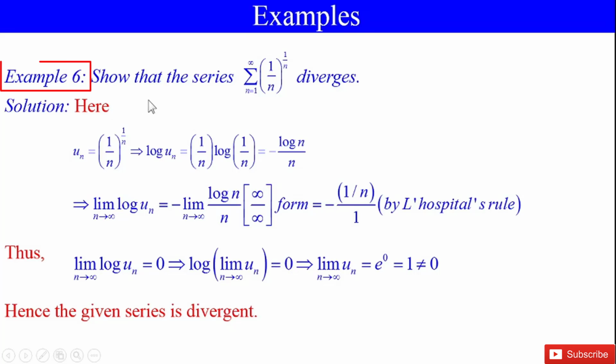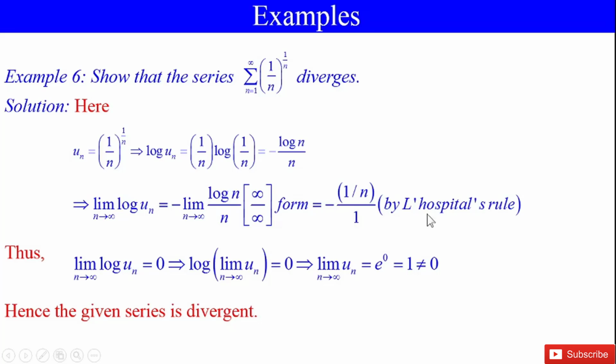Example 6. Show that the series sigma n equal to 1 to infinity (1 by n) raised to the power 1 by n diverges. Here un is equal to (1 by n) raised to the power 1 by n. Taking logarithm on both sides, we have log un is equal to 1 by n log of 1 by n, which gives minus of log n by n. Taking limit n tends to infinity on both sides, we have limit log un is equal to minus limit log n by n, which is of the form infinity by infinity.